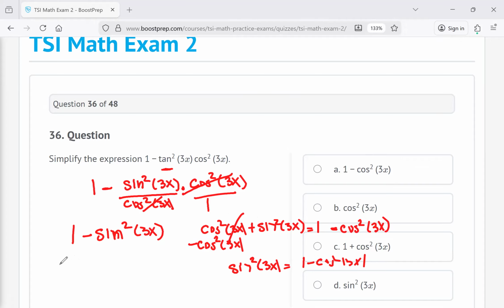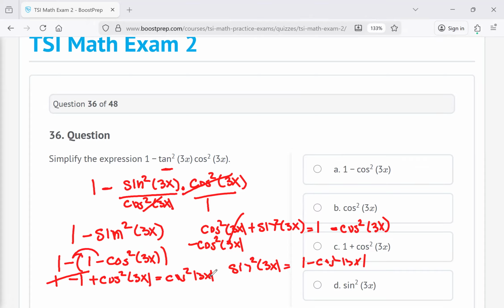Okay, so it's going to be 1 minus parentheses, and then you're going to replace sine square 3x with 1 minus cosine square of 3x. And then you distribute this minus, so this is -1, and then this is going to be positive cosine square 3x. And you have a 1 here, and these ones cancel, so you're left with cosine square 3x. So letter B.